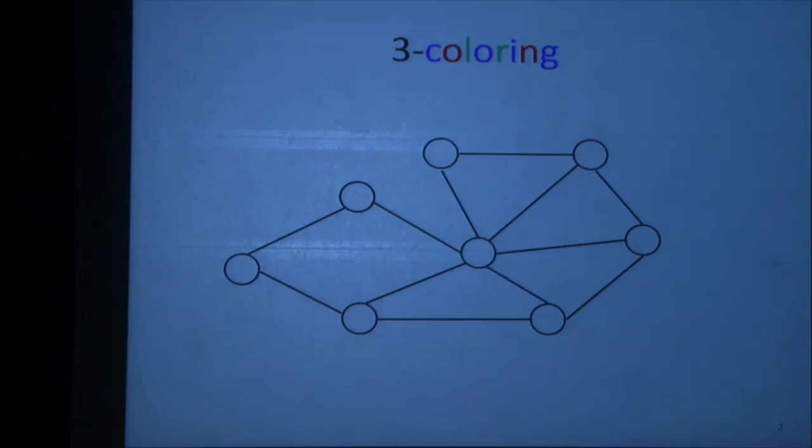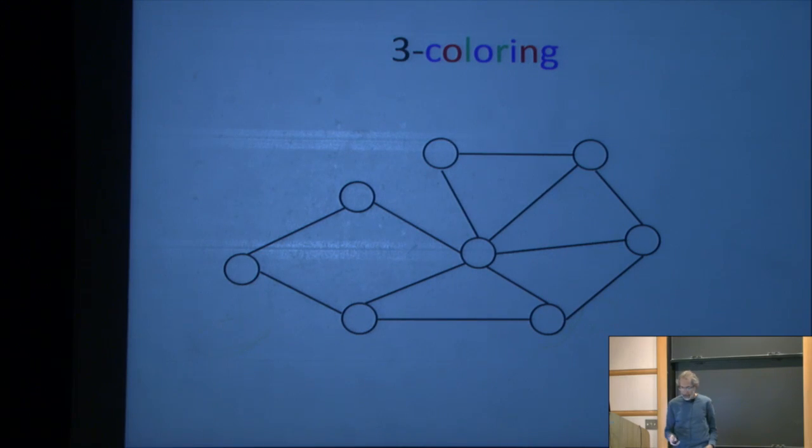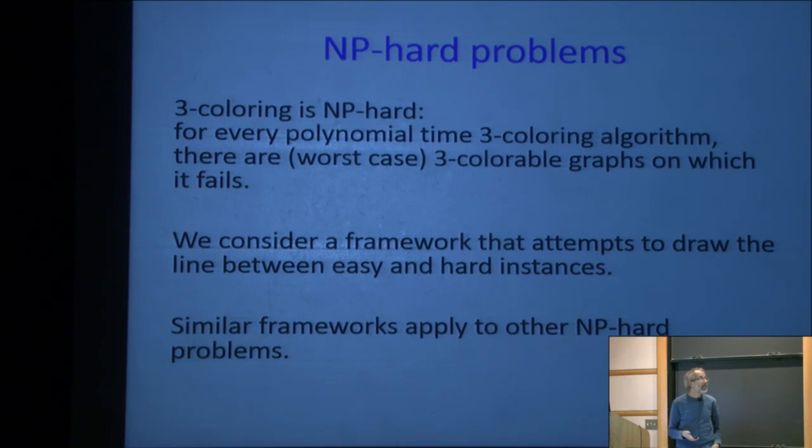So what we'll talk about is three coloring of graphs. The input to this problem is a graph, and the desired output is a legal three coloring in which for every edge the endpoints are colored differently. This is an NP-hard problem. What this really means is that for every polynomial time three coloring algorithm, there is some input on which it fails unless P equals NP.